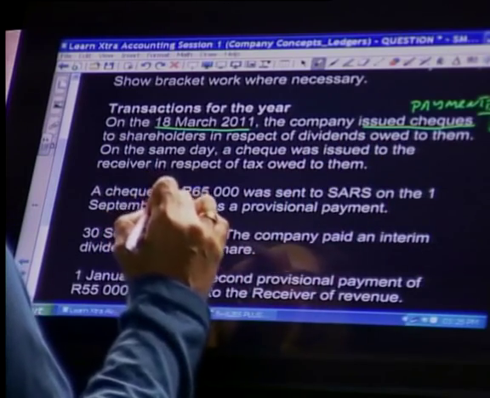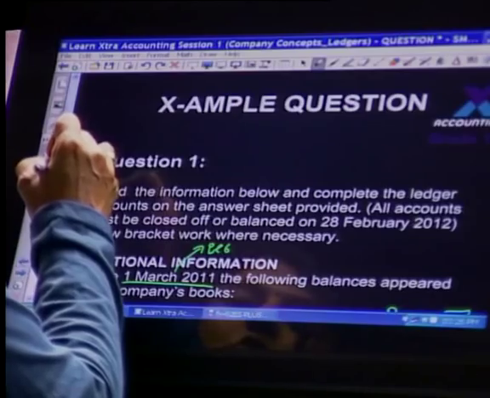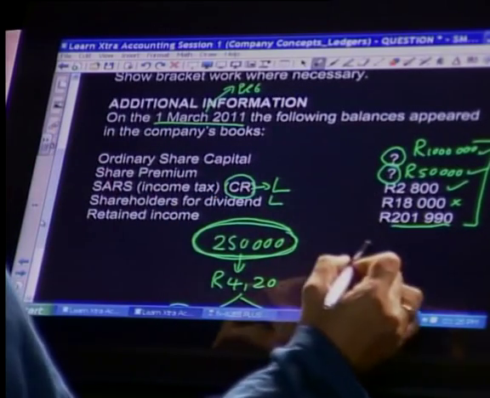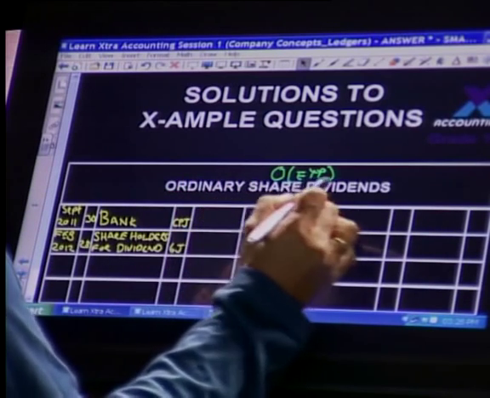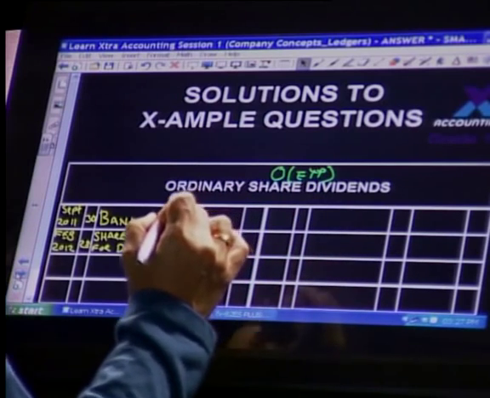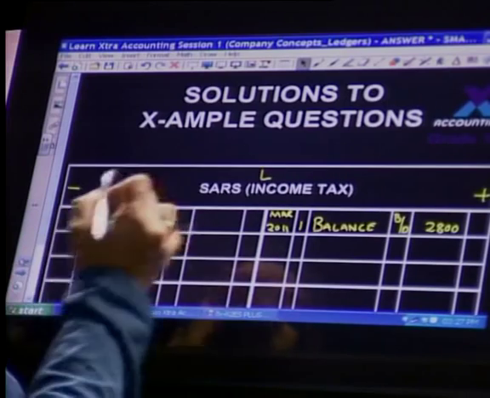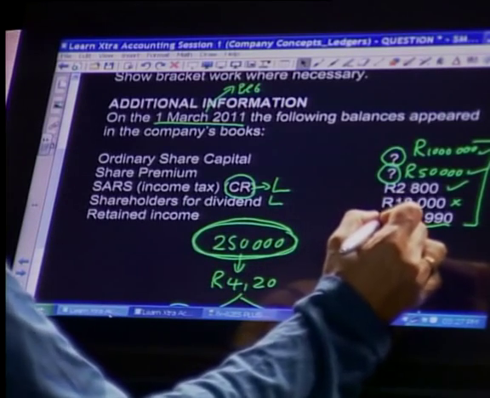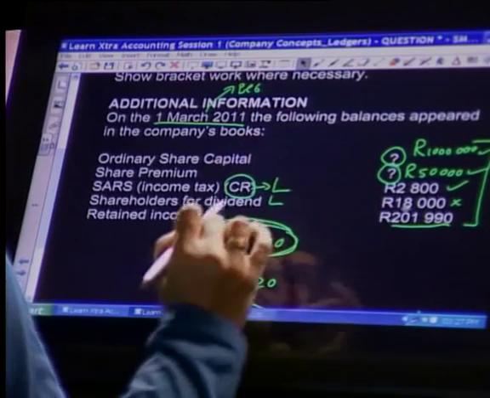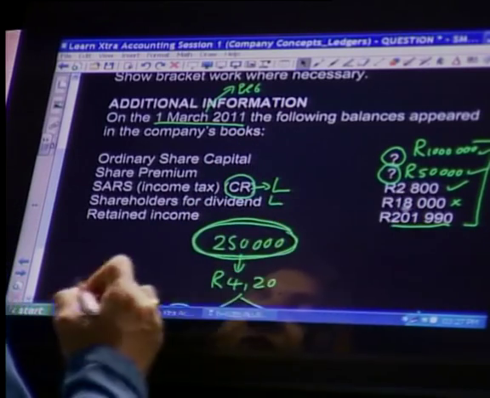Issued checks to shareholders in respect of the dividends owed to them. Now remember, in the opening balances, we owed our shareholders 18,000. What this transaction is simply telling us, we've now paid our shareholders the 18,000. Because we don't have to complete shareholders for dividends, when we went through our answer booklets, let's just go back there quickly. Right, if we look at our answer booklet, we don't have an account for shareholders for dividend. Yes, we do have ordinary share dividends, but that's the expense account. We are now looking at the liability shareholders for dividends, which the question obviously does not want us to complete. So again, if we go back to the question, that 18,000 that was owing has now been paid, and we simply leave it for now. We don't record that transaction.